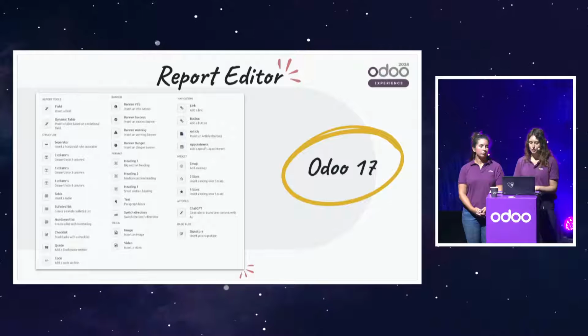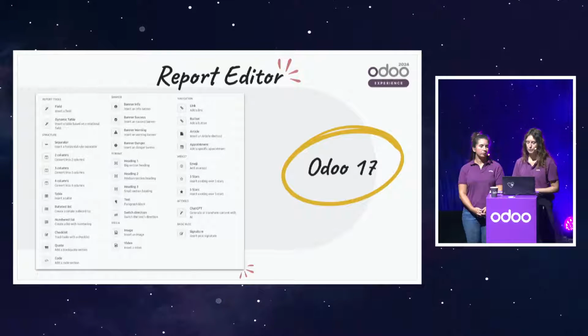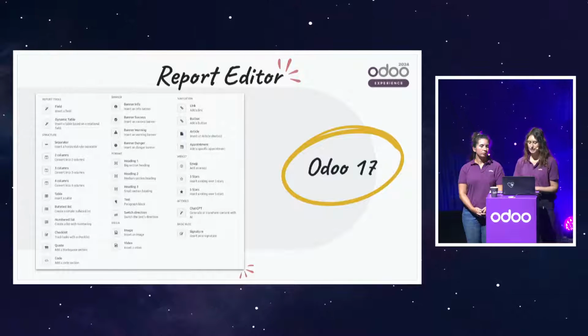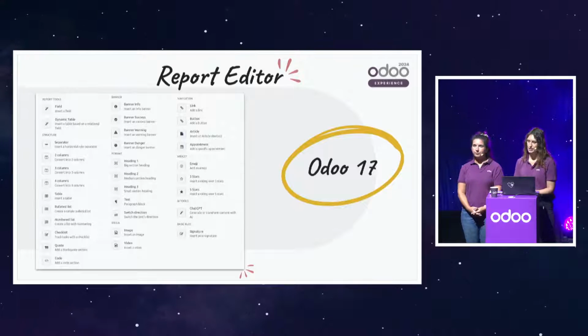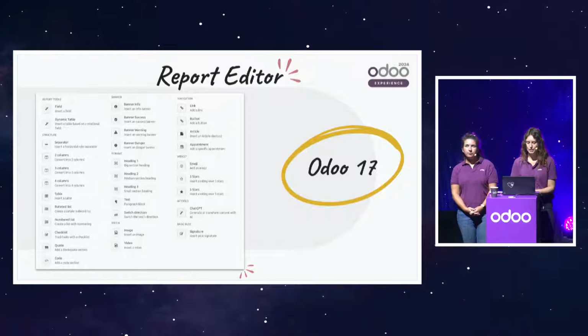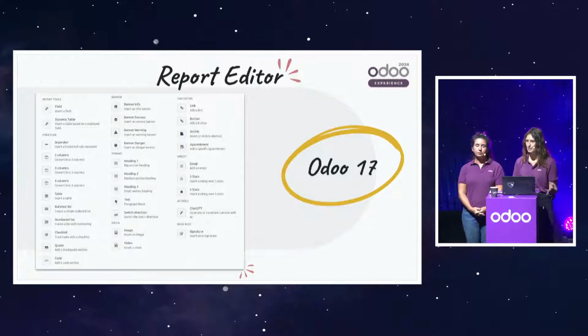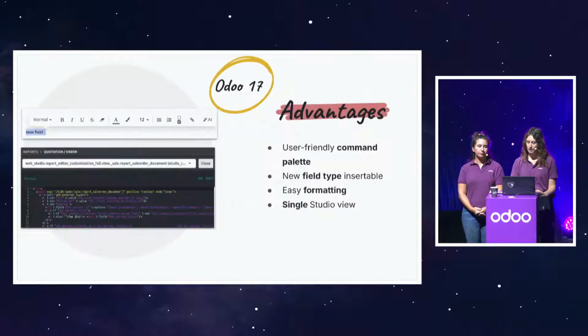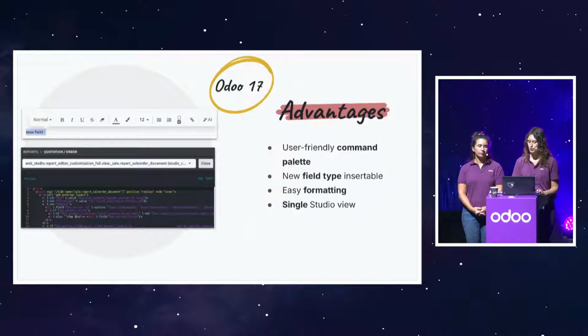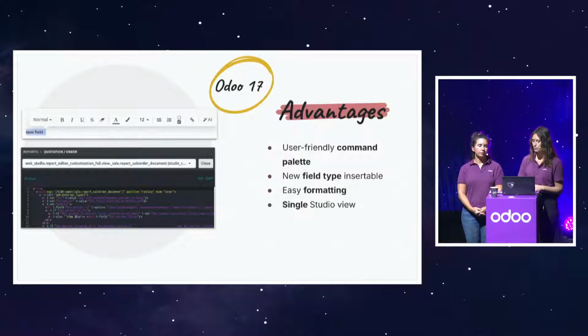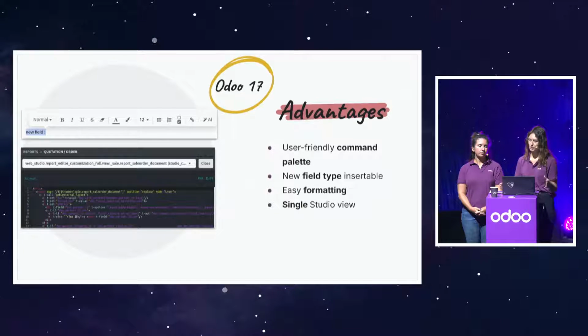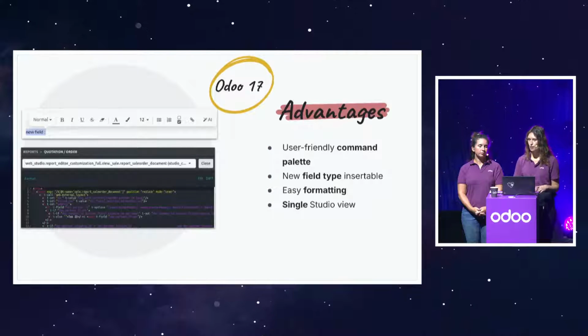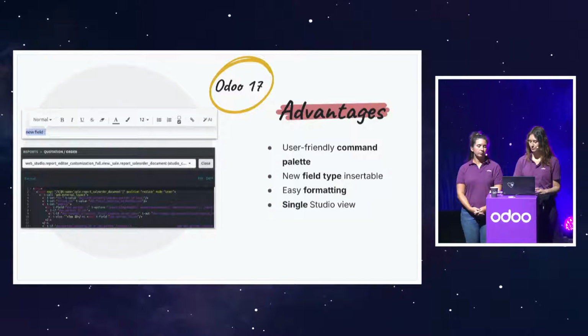It allows you to use a brand new tool, the command palette. As you can see, it's really user-friendly and provides new cool features such as adding any type of field, media, table, a link with ChatGPT, etc. In addition to the command palette, it's also super user-friendly to format and structure a text, and all your modifications are now gathered in one single Studio view.